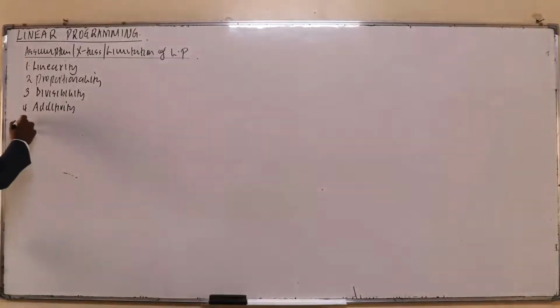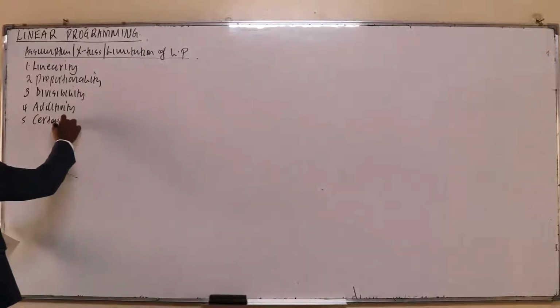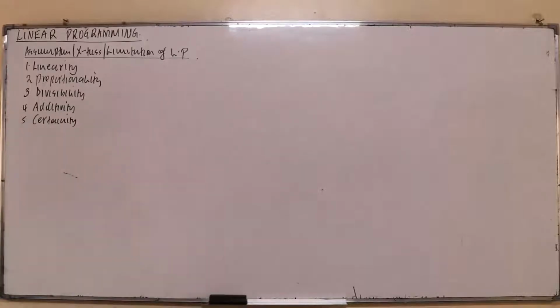Number five, certainty. All the items involved in the program have a single value expectation. That means we expect the same outcome, that we say that we are certain.